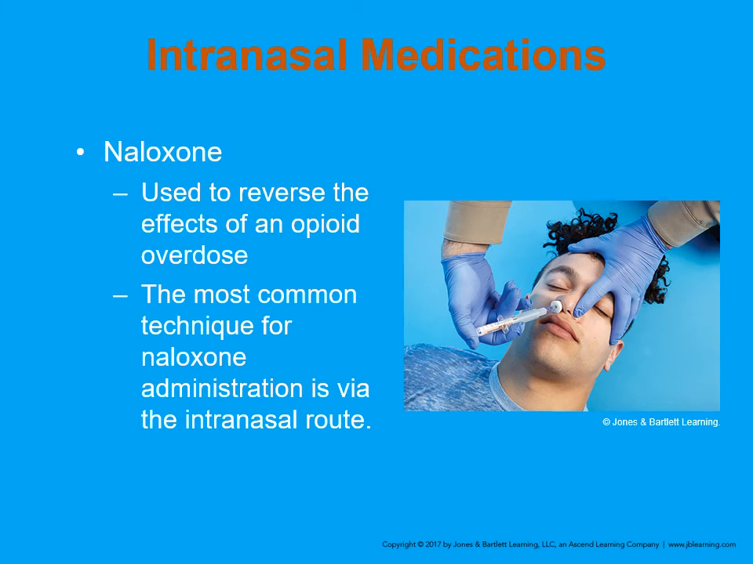Naloxone. It is used to reverse the effects of an opioid overdose. The most common technique for naloxone administration is via the intranasal route. Place the atomizer in one nostril pointing up and slightly outward. Administer a half a dose, which is 1 milliliter max, into each nostril.